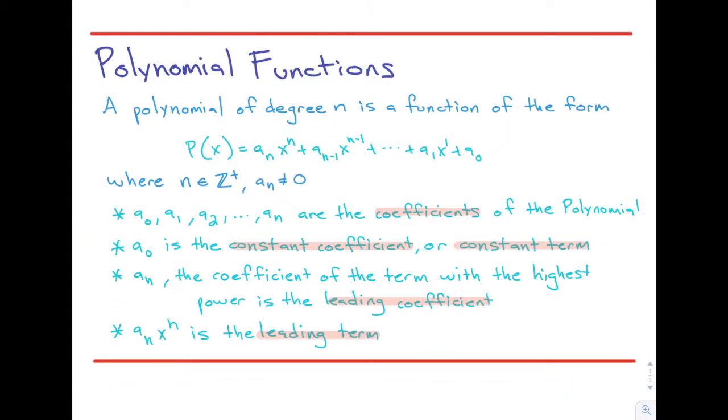So first, recall that a polynomial function of degree n looks like this. a_n, a_(n-1), a_1, a_0, and all of the numbers in between in front of variables, those are the coefficients of the polynomial. a_0 is the constant coefficient, or the constant term. a_n here, that's the leading coefficient, and a_n x to the n is the leading term.